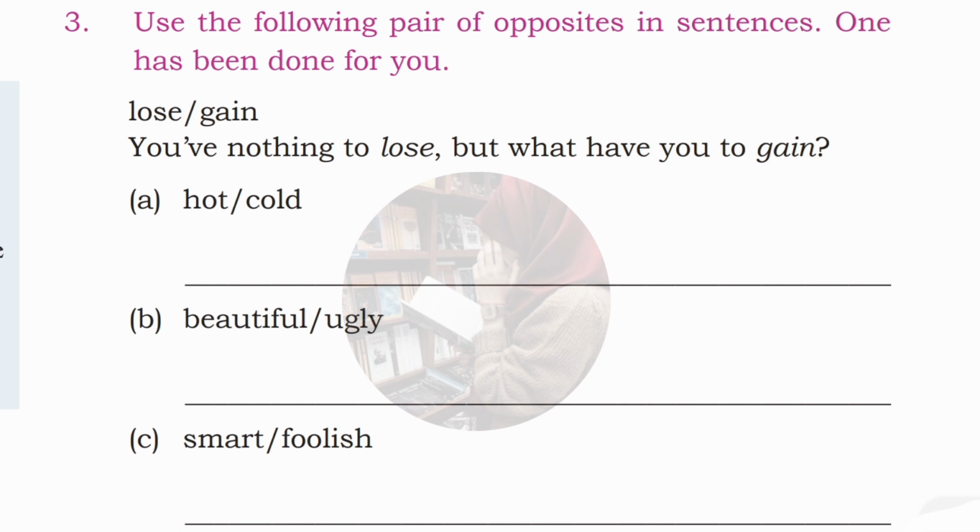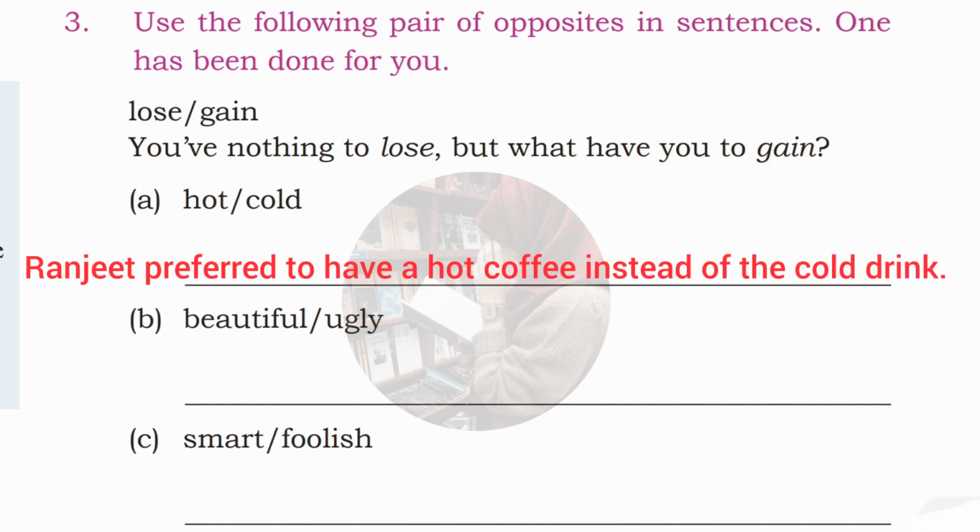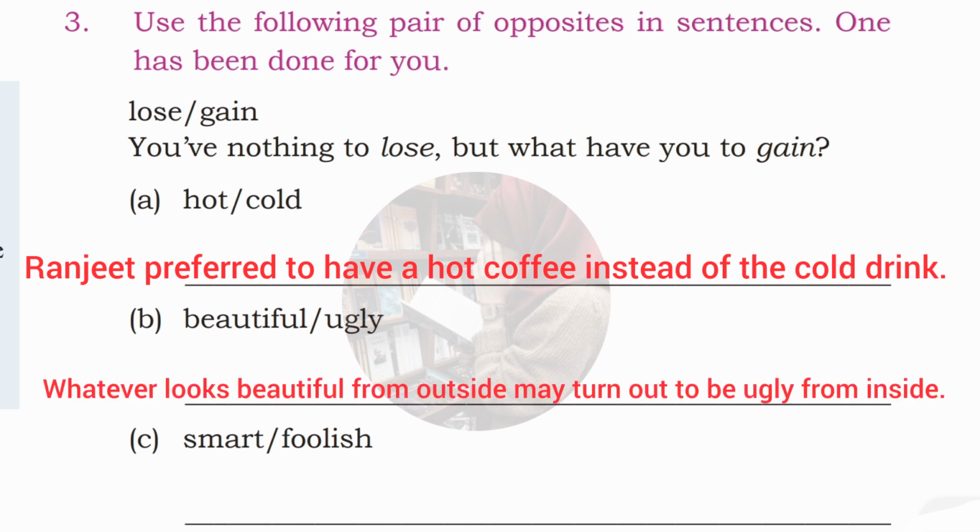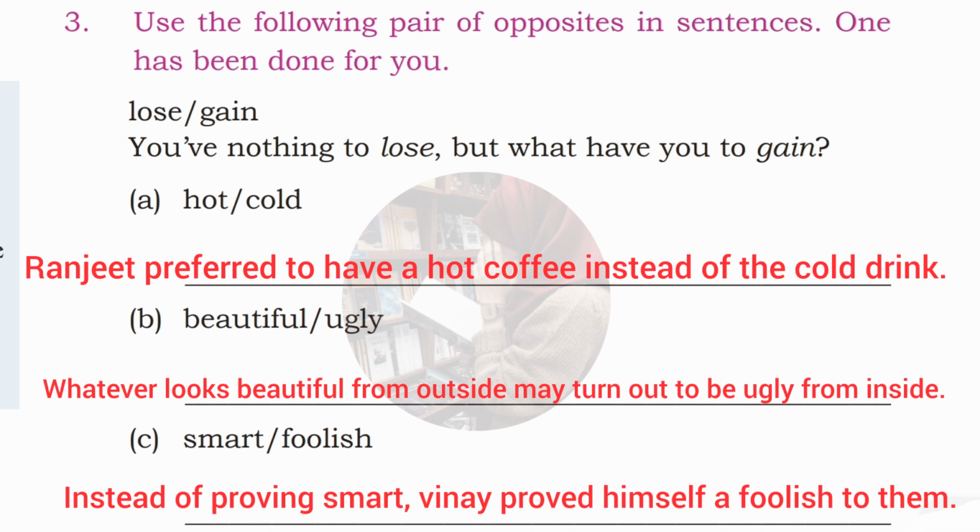So first one is hot, cold. Rajneet preferred to have a hot coffee instead of the cold drink. Next, second one, beautiful, ugly. Whatever looks beautiful from outside may turn out to be ugly from inside. Third one, smart, foolish. Instead of proving smart, Vinay proved himself a foolish student.